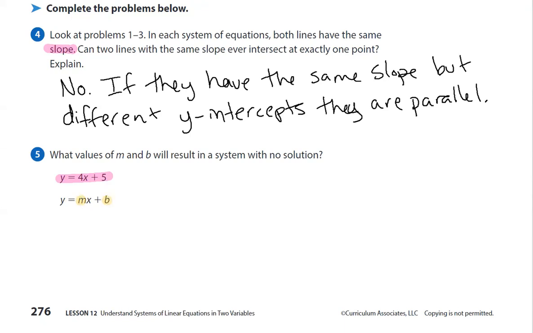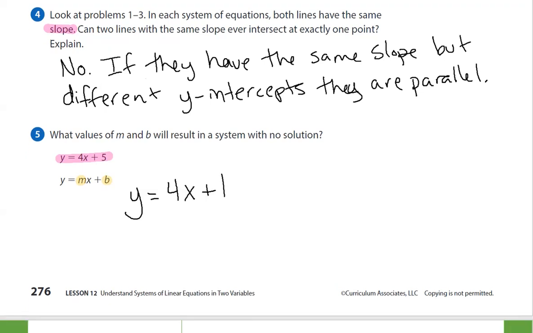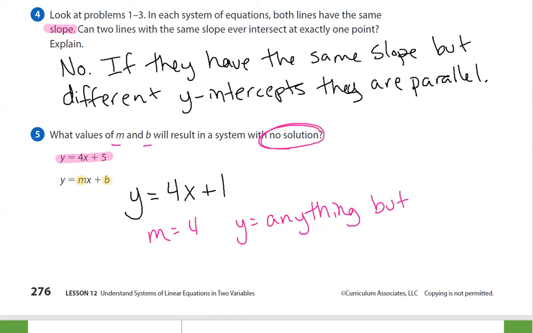We want to put in the same slope, so y equals 4x, but a different y-intercept. And you can put anything. I'm going to put 1 because it's a small number and it's easy. Yay. There we go. And to answer their question more properly, we'd put m equals 4, and b anything but 5. The slope has to be the same, but the y-intercept has to be different for there to be no solutions.